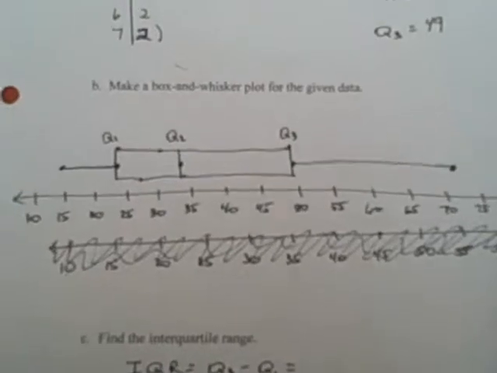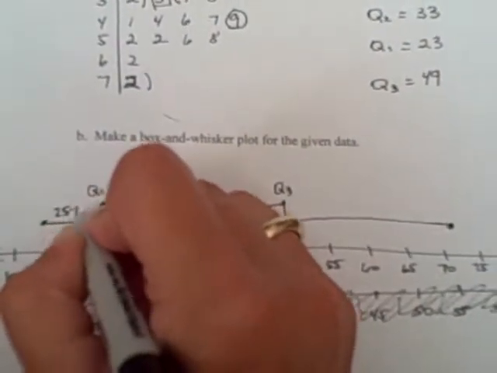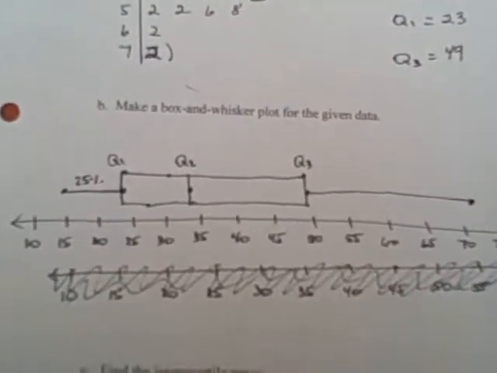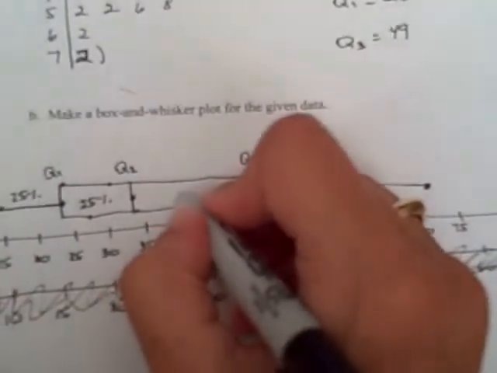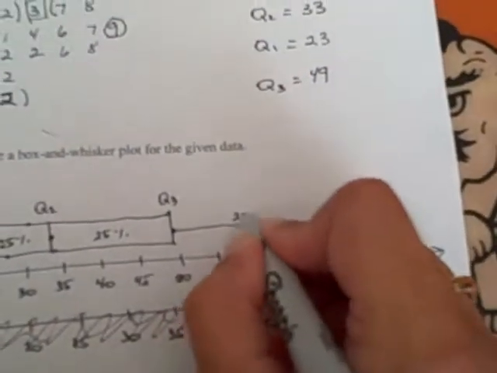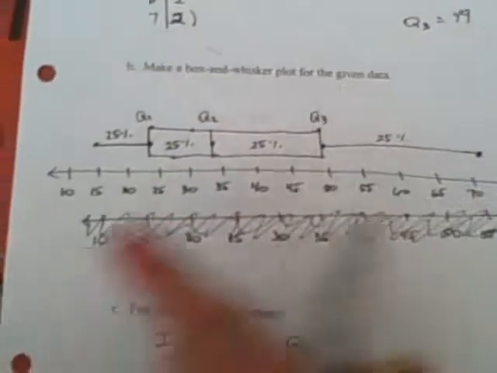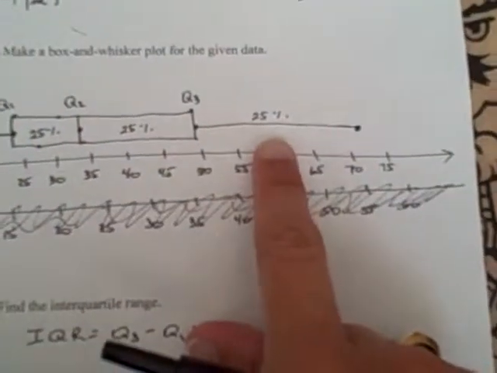Now remember, these are quartiles, okay? So you should have 25% of your data values represented in that whisker. 25% of your data values are represented in that side of the box. 25% of the data values are represented in the right side of the box. And 25% of the data values are represented in this last whisker. Now, if these are 25% apiece, why aren't they the same length? Why is this whisker so much shorter than this whisker?